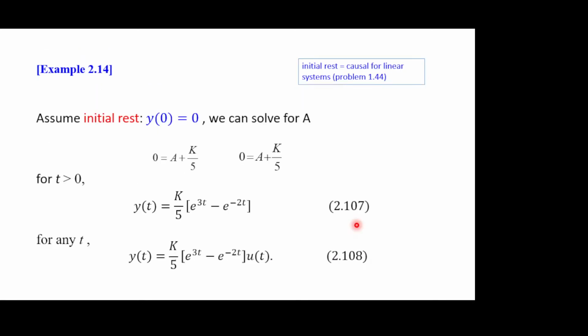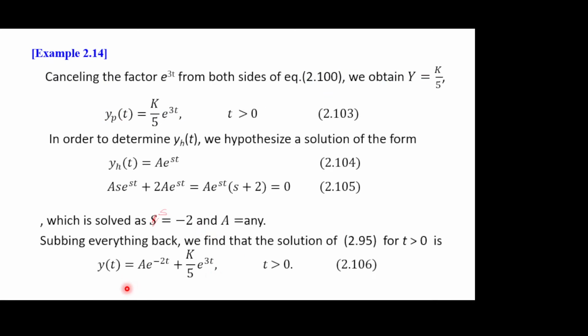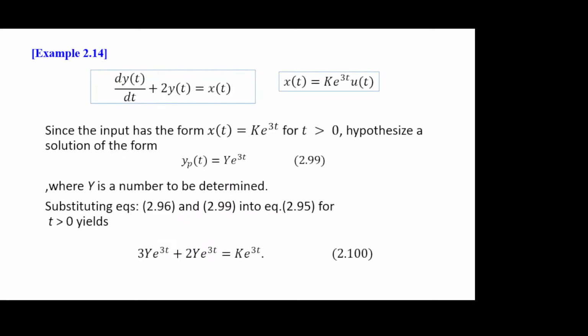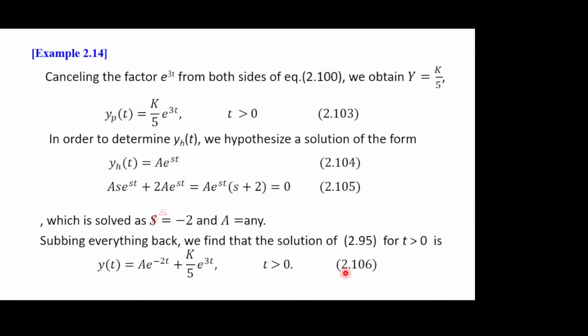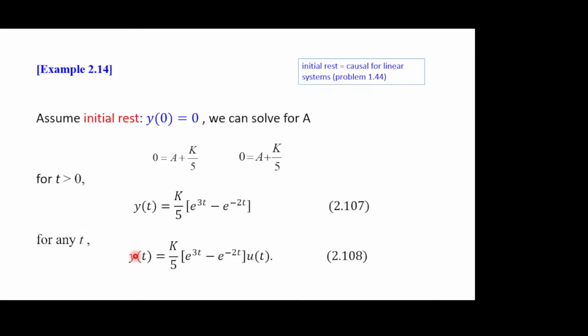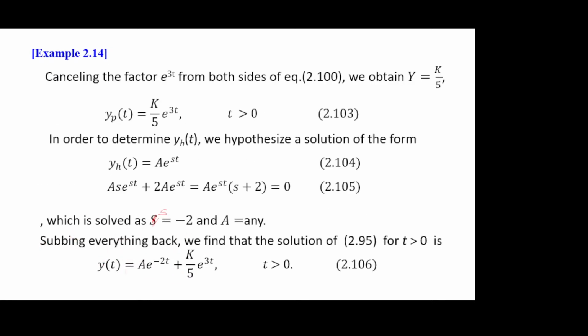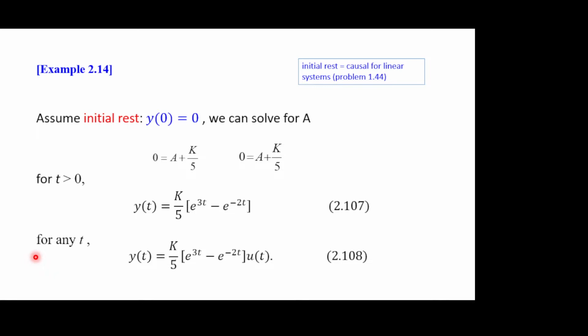And anyway, our solution for this differential equation looks like this. You see that you still have an undetermined A here, and that's why we need to set the initial condition. If we want to solve for A, then we need to set some initial boundary condition. The initial condition we use here is initial rest.